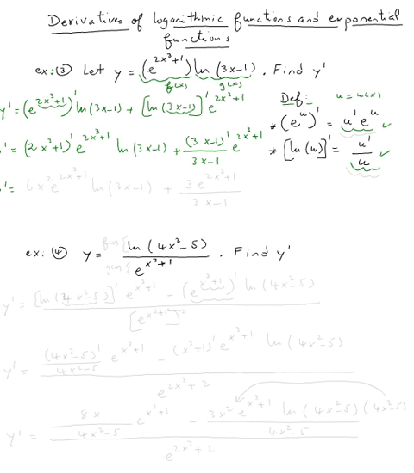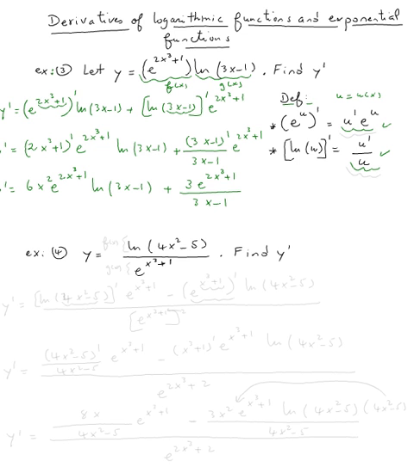Now y prime is equal derivative of x cubed plus 1, which is 3x squared, times e to x cubed plus 1 ln of 3x minus 1, plus derivative of 3x minus 1 is 3, so 3 e to x cubed plus 1 over 3x minus 1. I mean, you're done. You could rewrite this as one fraction, multiplying the bottom by 3x minus 1 and the top by 3x minus 1, but you don't have to do that.